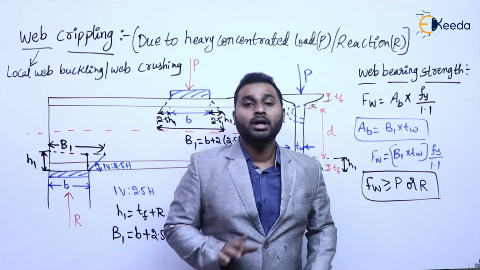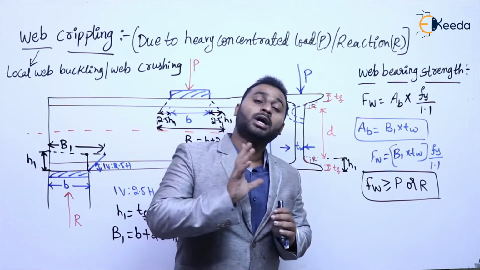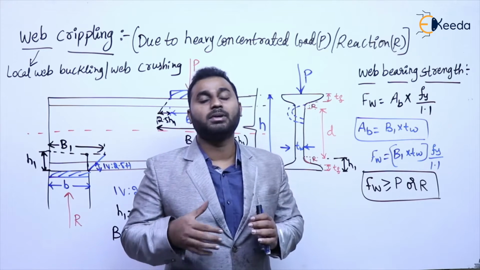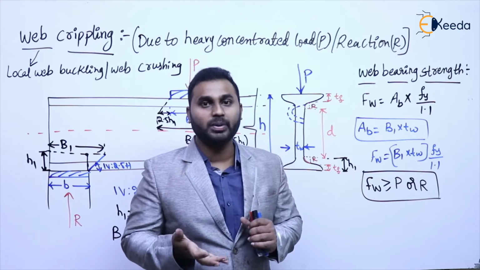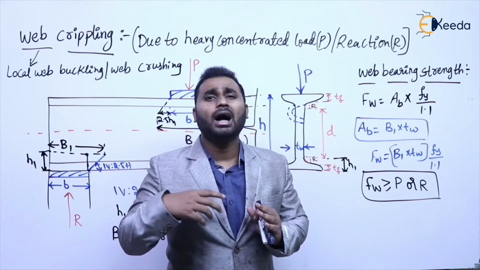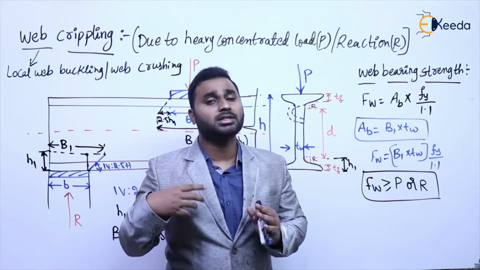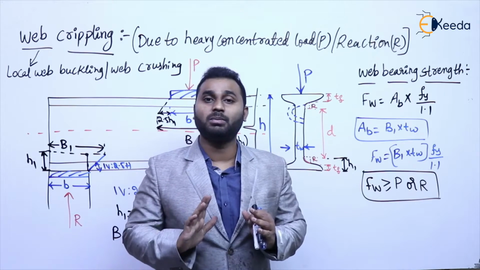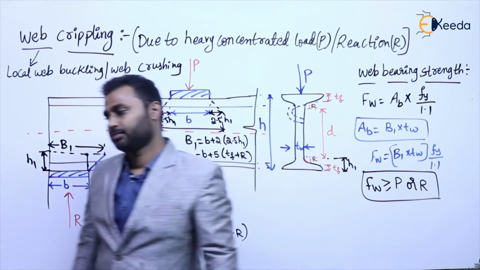Is that okay, everyone? So with this, we have completed both web buckling and web crippling, which are basically secondary criteria to be considered in the design of the beams. So as I said, with this, we have completed all the aspects, or you can say all the steps involved in the design of the flexural members or beams.